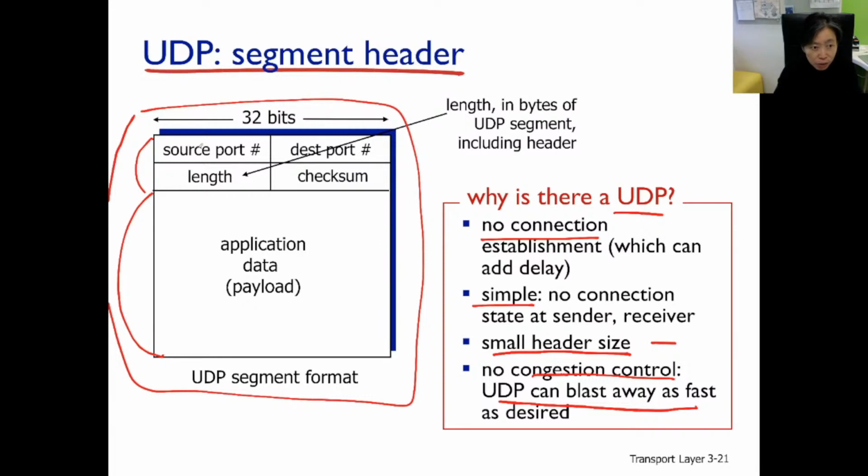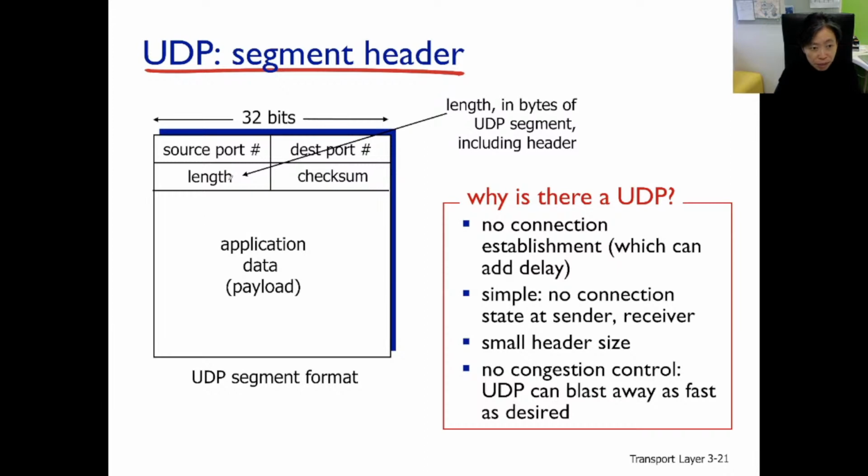There are 4 fields in the header. The source and the destination port number, which we've already talked about. The 2 other fields we have not yet talked about are length and checksum. The length is the size of the UDP segment entirely, including header and data, and the unit to count the length is bytes. Last is the checksum.